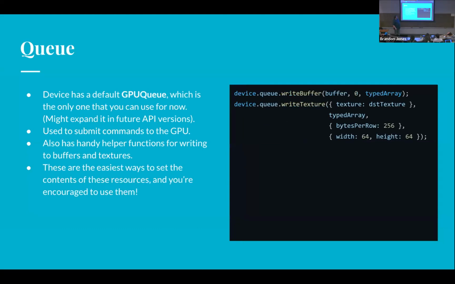And then the device itself has a queue. Now, the queue is anytime you actually want something to happen on the GPU, you send it through the queue. It executes command buffers and also has a couple of helper functions on it, write buffer and write texture. These are just convenient ways to say, I have a buffer, I want you to stuff this data into it now. There are other ways to do that through mapping and copying, but this is way more convenient and in most cases actually faster.